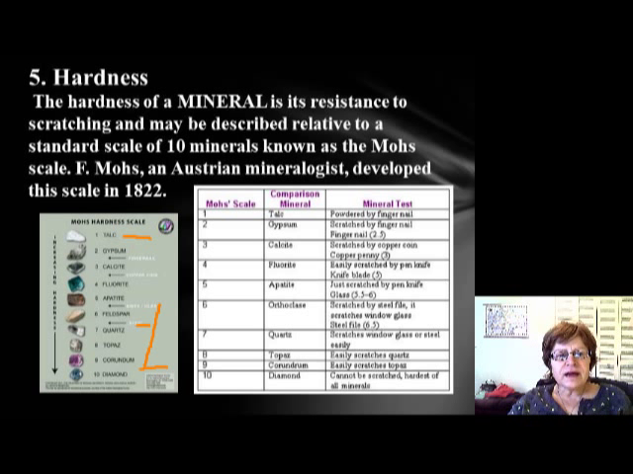I also wrote down some tools you can use. Your fingernail is good for 2.5. So if you can scratch the mineral, that means it's less than 2.5. A copper penny is about 3. The glass plate is about 6. And the steel is about 5, the steel nails. So you can use these things to scratch the minerals and decide what kind of hardness it has.